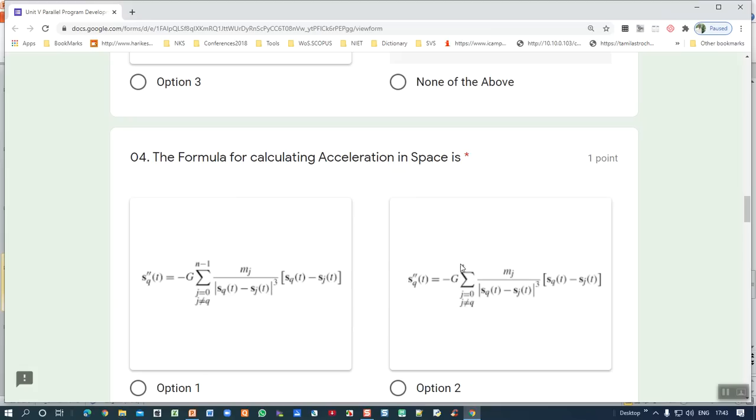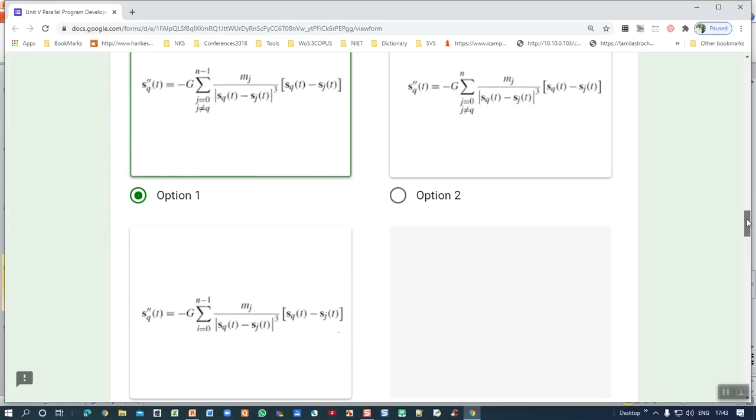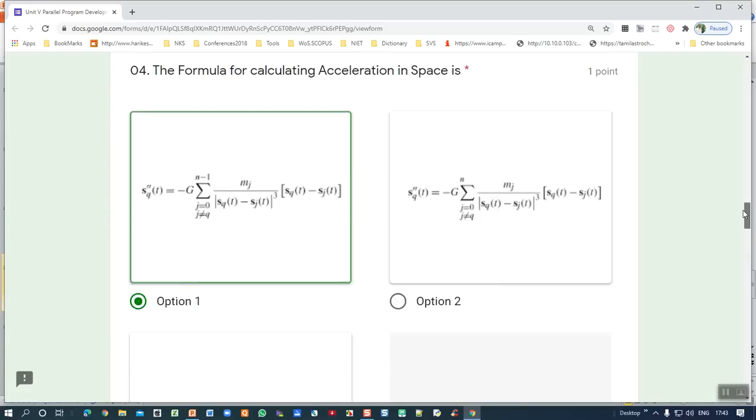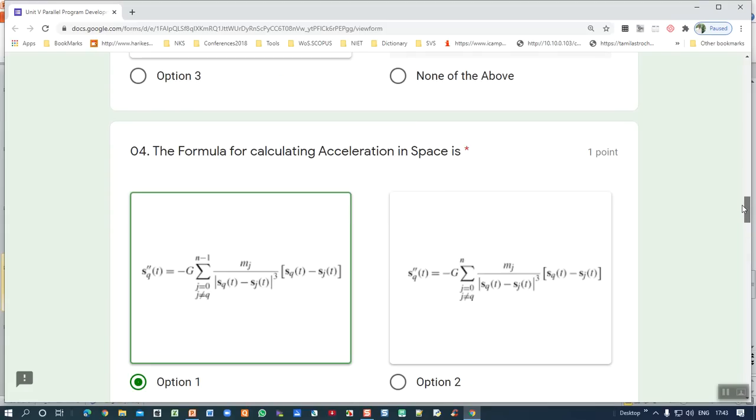Why didn't I select the other one? Because here it is n only there. I wanted to consider 0 to n minus 1, and like this. And you can refer to the other things also. But as I already know the answer, I selected this. Please remember this equation.